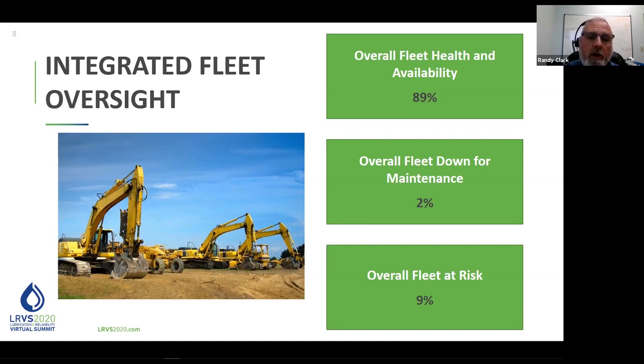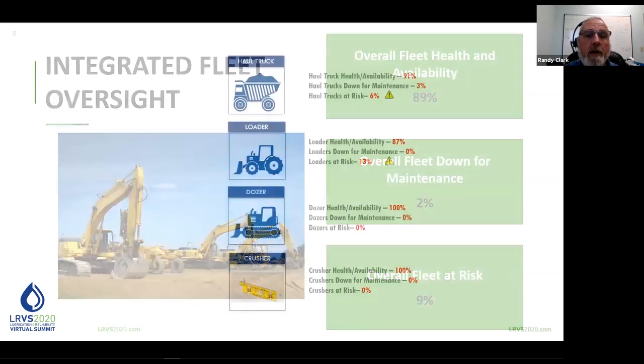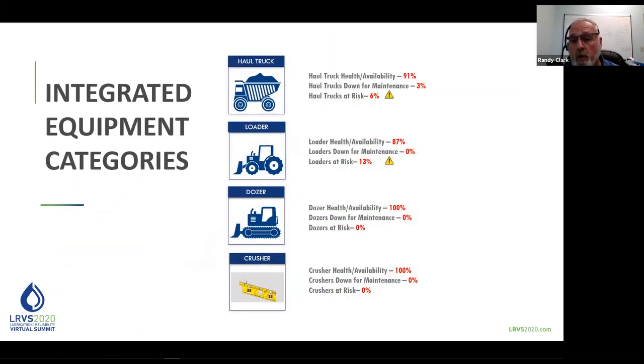Now with a simple click of a button, I can click on overall fleet at risk, and then I can see by asset type what is at risk. When I look at haul trucks, I can see my haul truck health and availability is at 91%. Haul trucks currently down for maintenance is 3% of the fleet, and haul trucks at risk are at 6%.